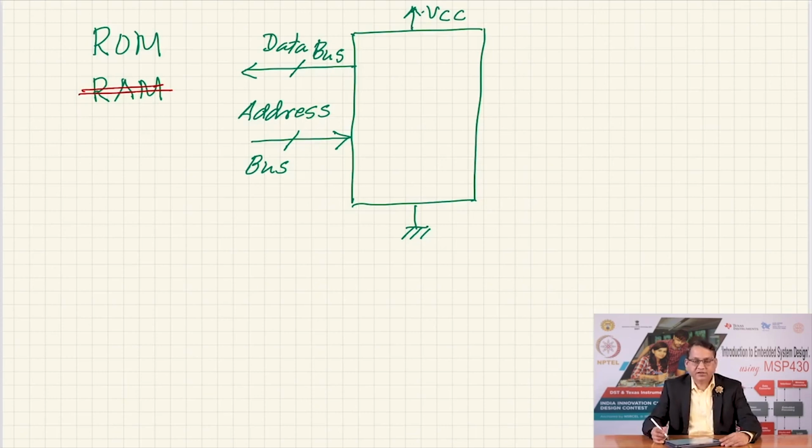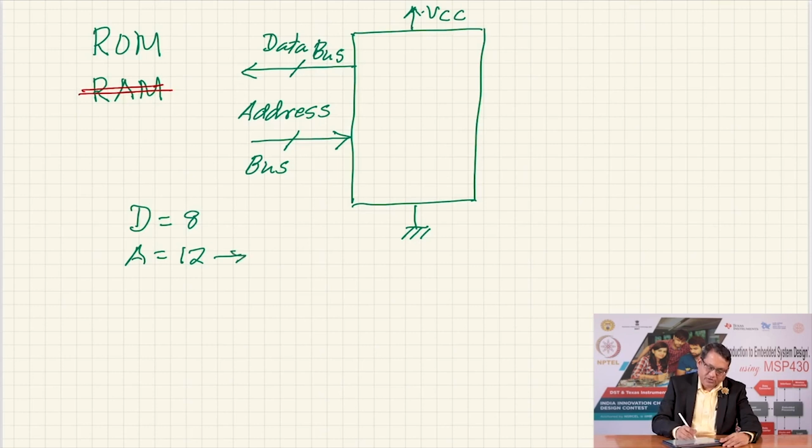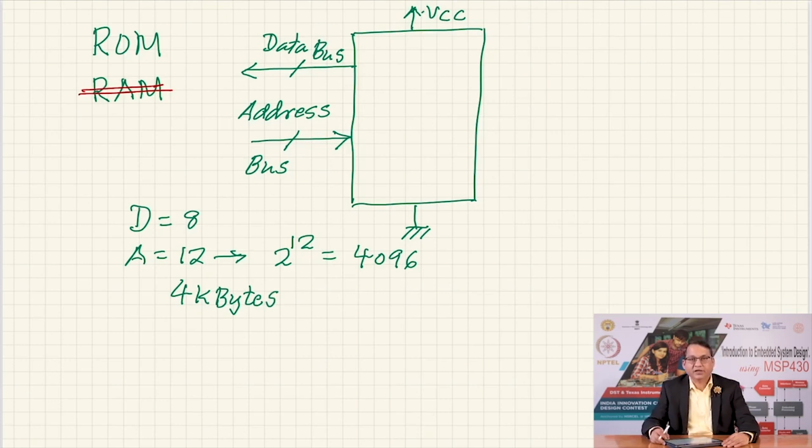The number of bits on the address bus would indicate what is the capacity of this ROM device, meaning how many locations there are. The number of bits on the data bus will indicate that for each location how many bits are simultaneously being stored. As an example, I could have data bus D equal to 8 and A is equal to say 12. If that is the case, that means A12 leads to 2 raised to power 12 locations, which is 4096, right? And therefore, this would be a 4k byte. 8 bits mean a byte. So, this is a 4 kilobytes capacity ROM device.